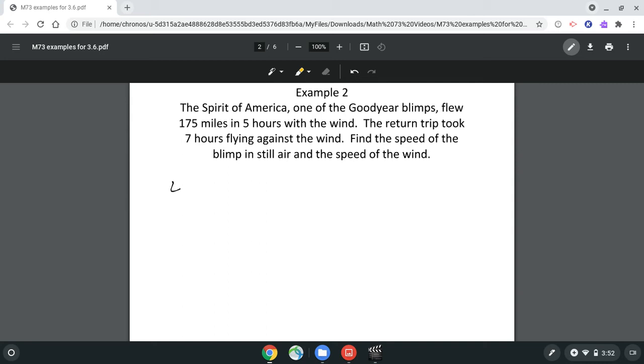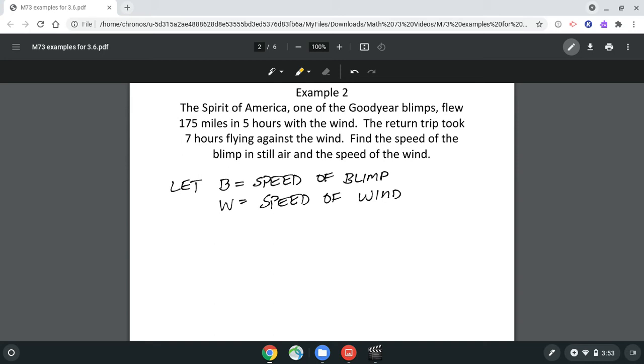So let's go ahead and let B equal the speed of the blimp, and let W equal the speed of the wind.